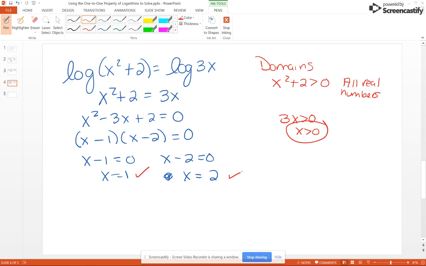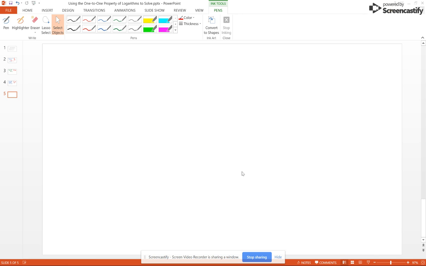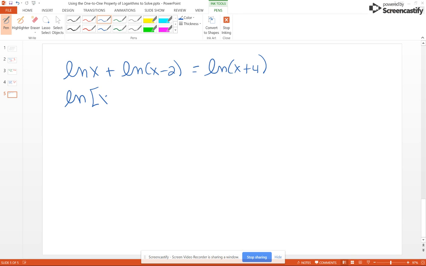All right, now let's look at our last problem. Let's look at the natural log of x plus the natural log of x minus 2 equals the natural log of x plus 4. Over here on the left, I have two logarithmic terms. So I'm going to use the product rule of logs to bring this together as the natural log of x times x minus 2 equals the natural log of x plus 4.